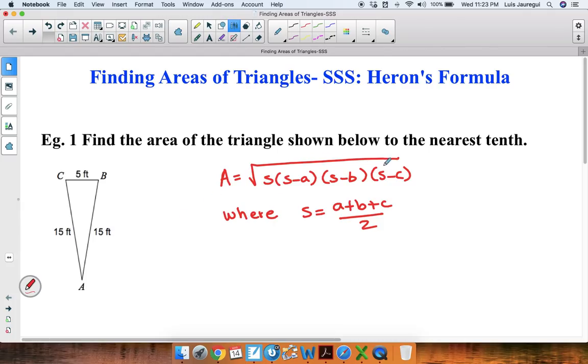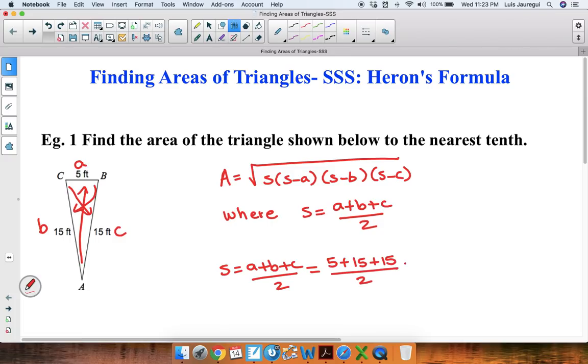Example 1: find the area of the triangle shown below to the nearest tenth. Recall that the first thing we want to do is label the sides. The side across from angle A is side lowercase a, the side across from angle B is lowercase b, and the side across from angle C is lowercase c. Let's figure out the value for s. We said s was a plus b plus c divided by 2. So here we write 5 plus 15 plus another 15, divided by 2, and that gives you 35 divided by 2, which is 17.5.